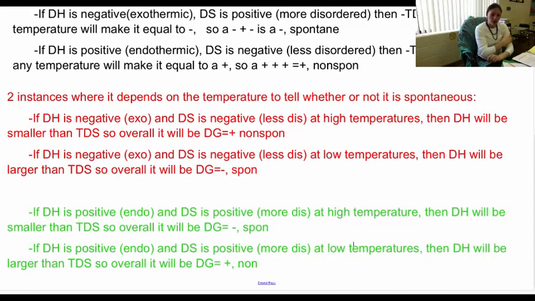Okay, for the last part, all right, if delta H is positive, that means it's endothermic. And if delta S is positive, that means it's also more disordered.